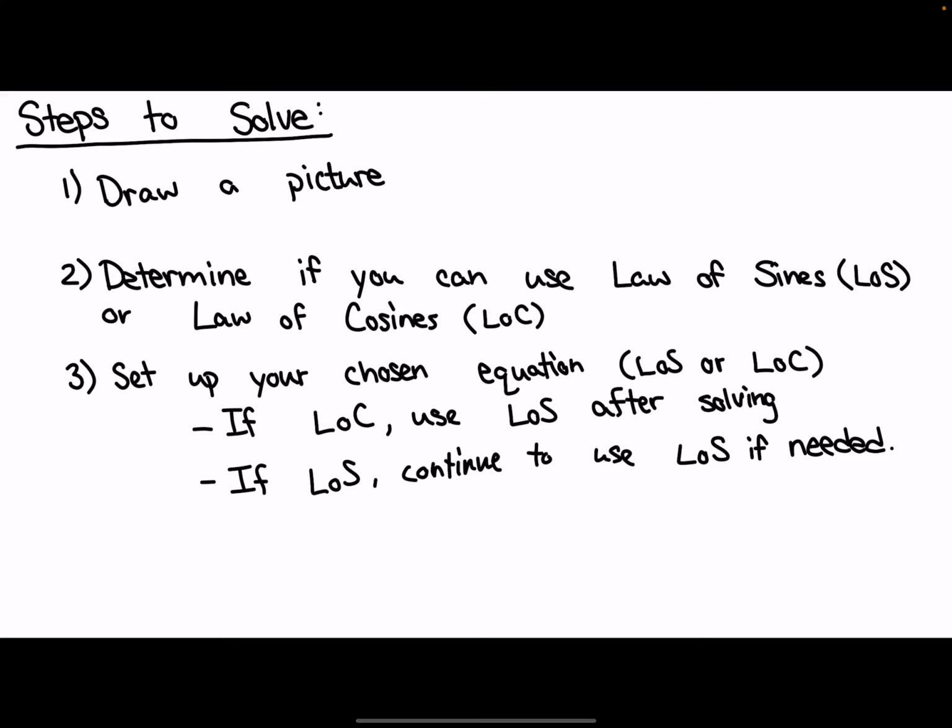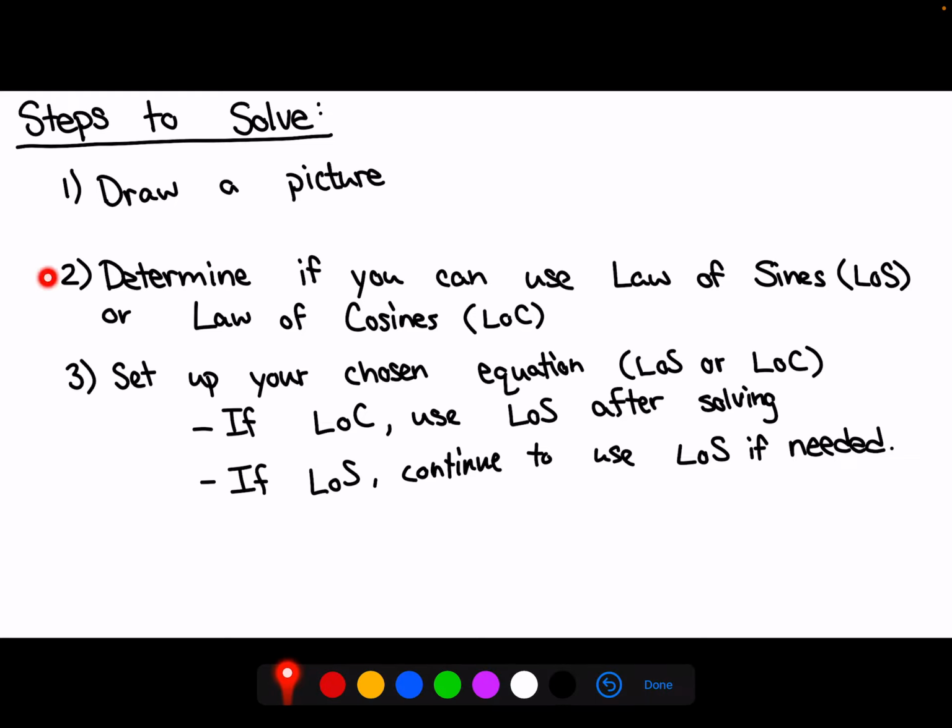The first thing that you need to do for each of these problems is draw a picture. And again, it doesn't need to be a right triangle. It can be, but it doesn't need to be, because these laws work for any triangle. After you draw your picture, you're then going to determine which law to use, whether it be law of sines or law of cosines. To determine that, you're going to be looking for things like side, side, side, or side, angle, side for law of cosines. And then for law of sines, you're going to be looking for an opposite side, opposite angle pairing, where they both have values for the angle and for the opposite side length.